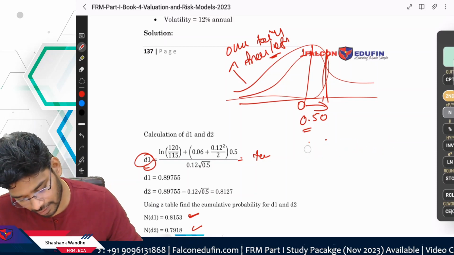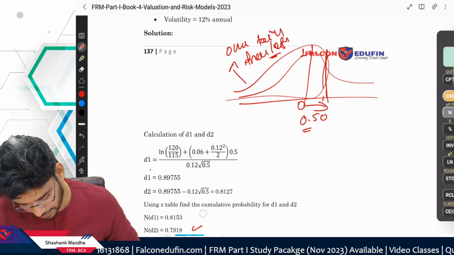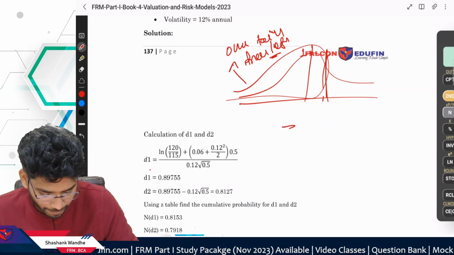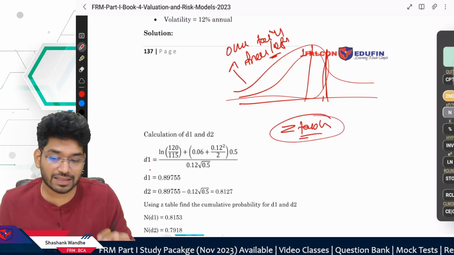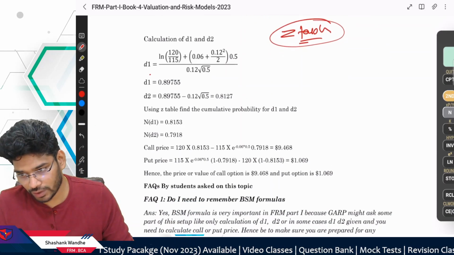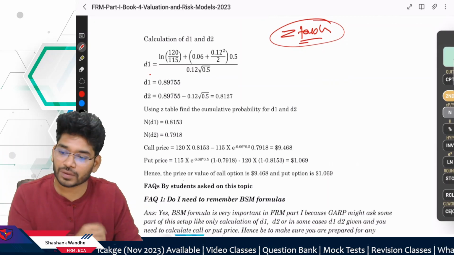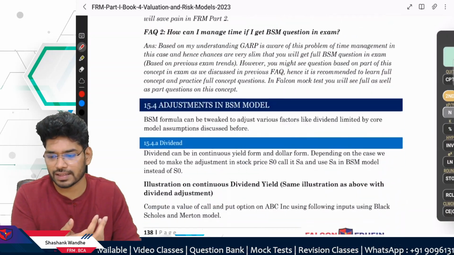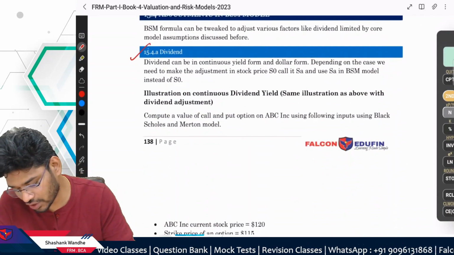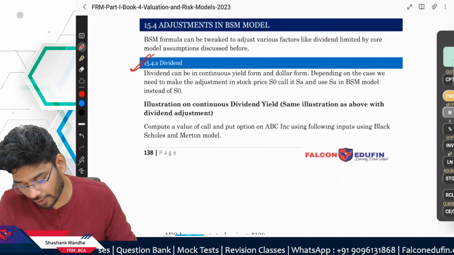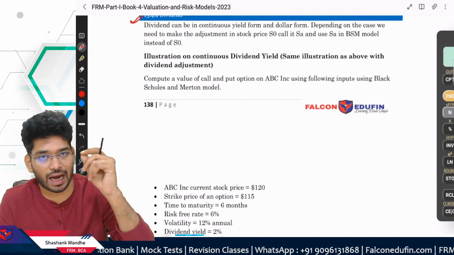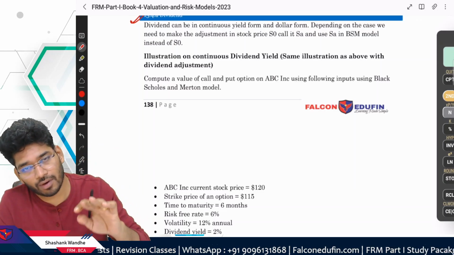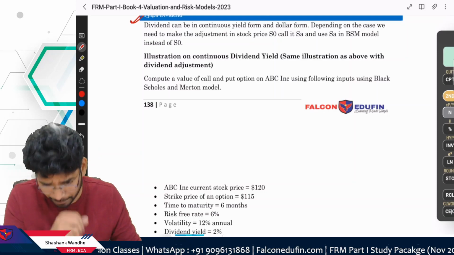If you are comfortable with this, then fine. If you are not, then simply use the Z table. GAF will provide an extract of the Z tables, not the full Z table. Don't expect the full booklet. Now here we have these ND1 and ND2 values, and you all know how to calculate them. Then we have the adjustments in the BSM model. How to adjust the BSM model for dividends? Remember, we started with the assumption that there is no dividend. That's why we adjust for dividends, because the BSM model has no space for dividend adjustment.